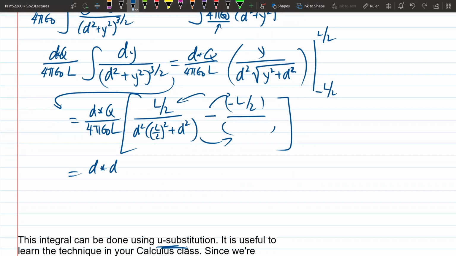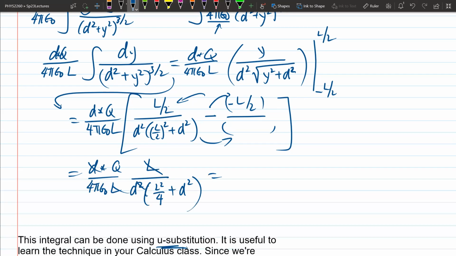d times q over 4 pi epsilon naught. Since it doubles, this factor just goes away on the bottom. L squared over 4, hopefully you can see that, times d squared. These L's cancel each other out, and one factor of d cancels out. So the answer you end up with is 1 over 4 pi epsilon naught, the total charge, d times L squared over 4. Ooh, this is to the 1/2 power. I forgot about that, because I left that out.